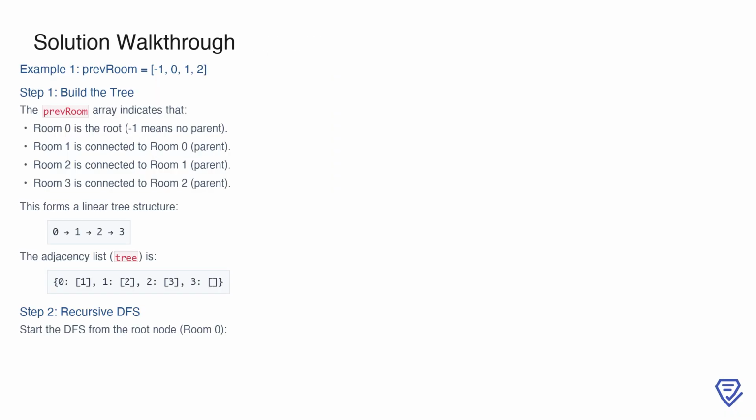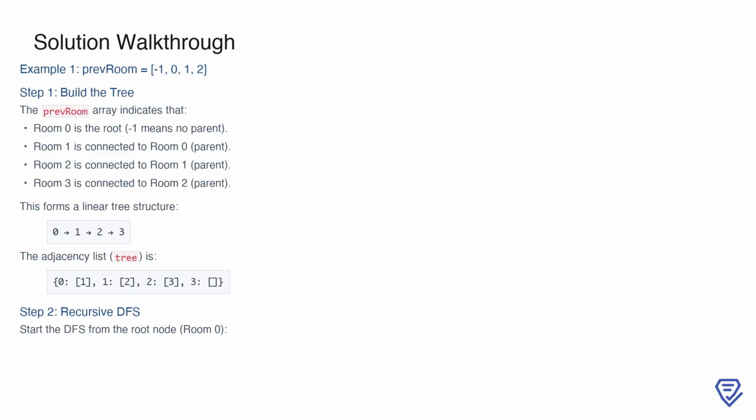To solve this problem, we start by interpreting the prevroom array. Here, prevroom equals [-1, 0, 1, 2] indicates that room 0 is the root since it has no parent, room 1 is connected to room 0, room 2 is connected to room 1, and room 3 is connected to room 2. This forms a linear tree structure, where each room depends on the previous one. Next, we construct the adjacency list to represent this tree. The adjacency list is [[1], [2], [3], []], meaning room 0 has room 1 as its child, room 1 has room 2 as its child, and so on.